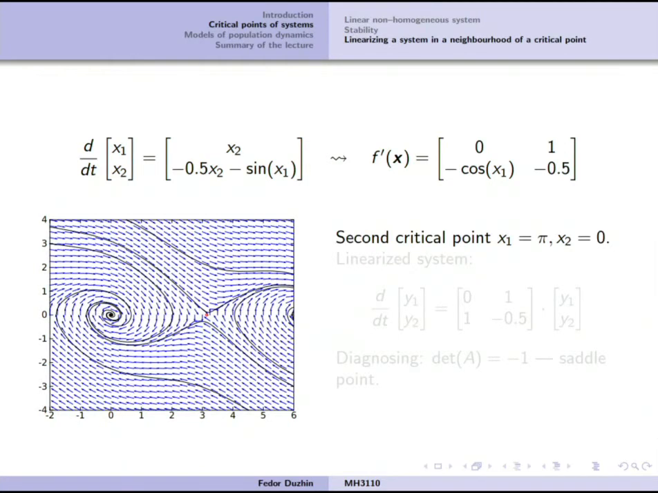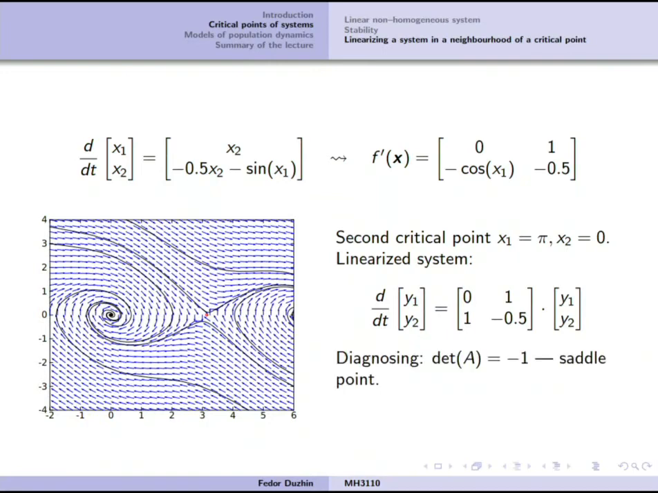And the second critical point is (pi, 0). Again, we can do a linearized system. The determinant is negative, so it is a saddle point. So this one is a saddle point.